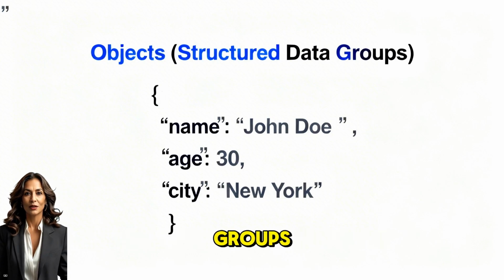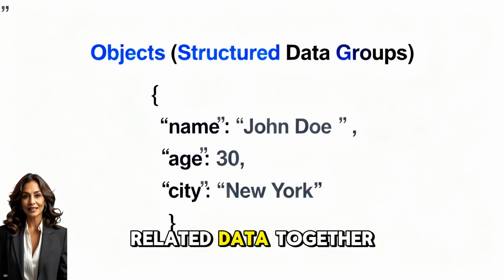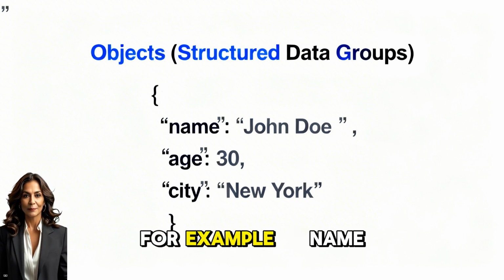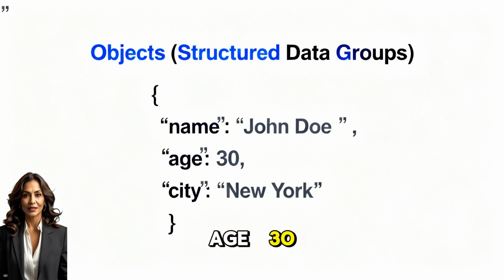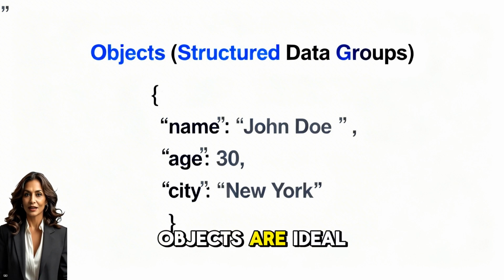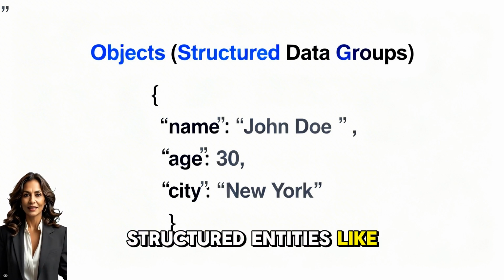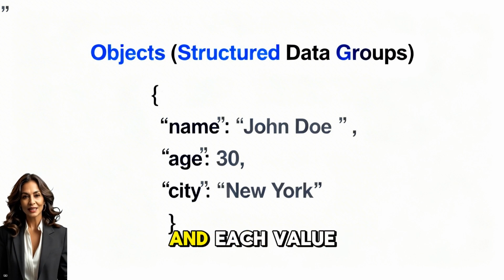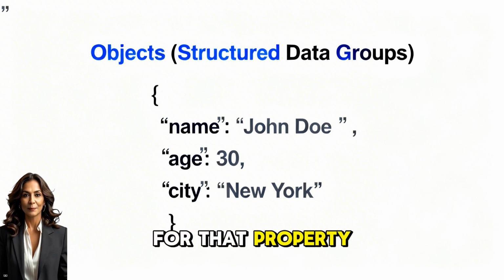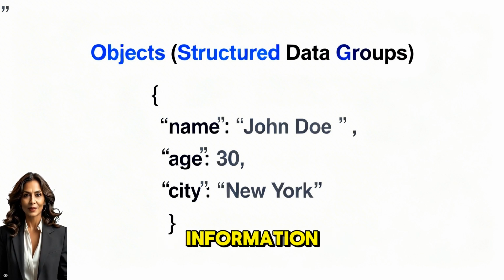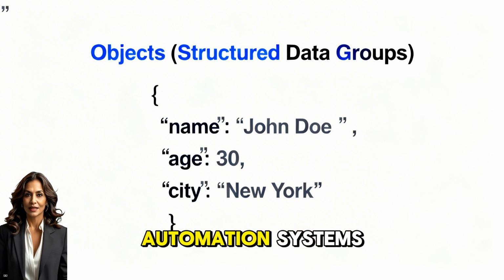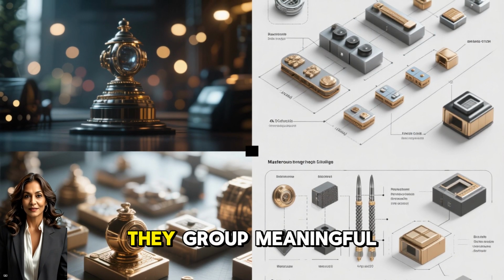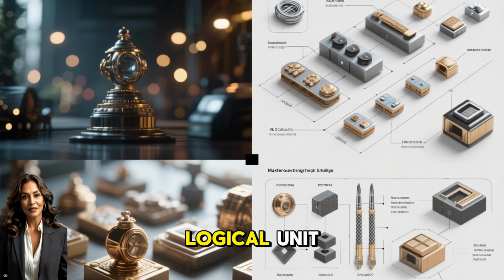Objects, structured data groups. An object stores related data together using key-value pairs enclosed in curly braces. For example, name: John Doe, age: 30, city: New York. Objects are ideal for representing structured entities like a customer, an order, or a product. Each key describes a property, and each value contains the data for that property. Objects keep related information organized and easy to access within automation systems. If arrays are lists, objects are structured profiles. They group meaningful information into one logical unit.